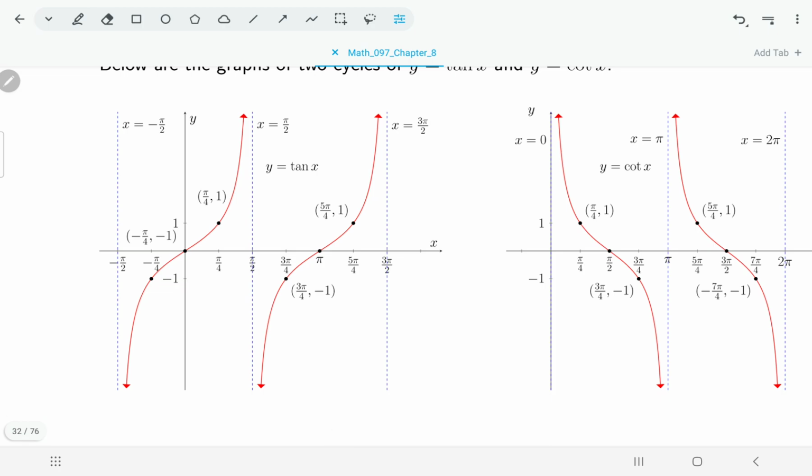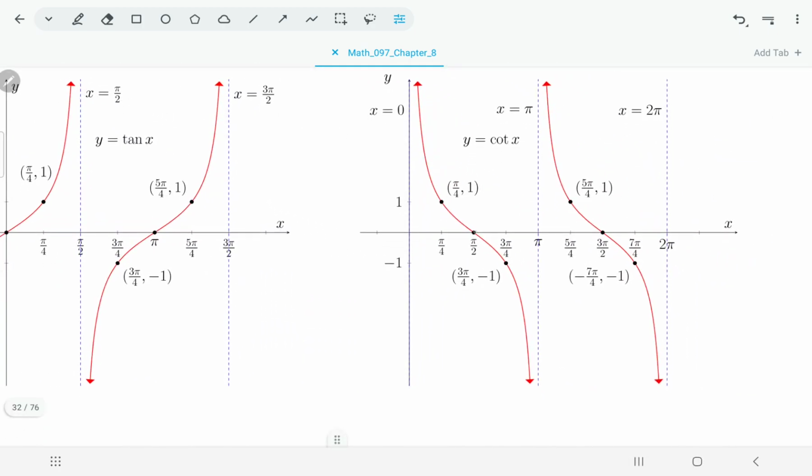And I could do a similar sort of thing for cotangent. Wherever it's having its x-intercepts, that's where cosine has its x-intercepts, at pi over 2 and 3 pi over 2, and so on. And all those places where we've got vertical asymptotes, 0, pi, 2 pi, and so on, those are places where sine has its x-intercepts.